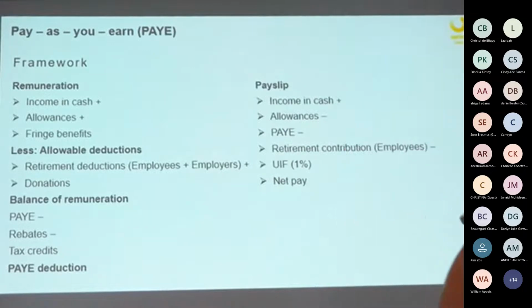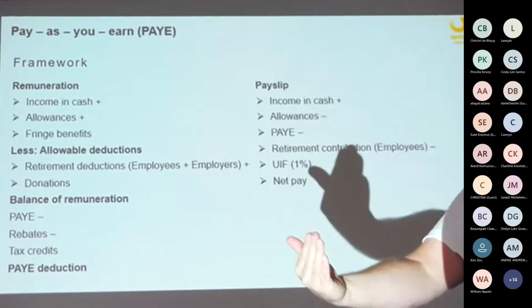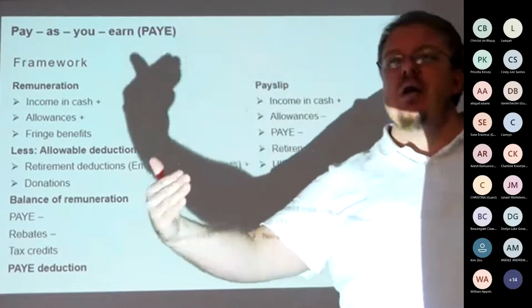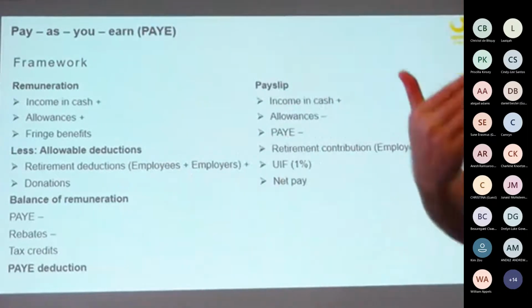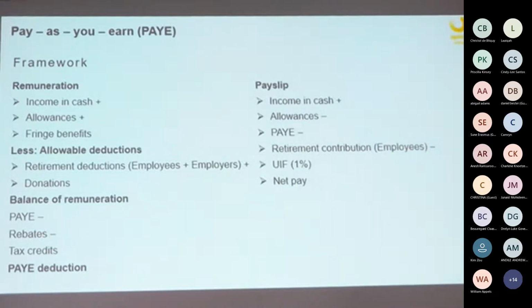Tax year for an individual is always 1 March to 28 February the following year. At the moment, we are in the 2023 tax year. Okay, which means the year that the tax year ends is the year that we're in. So this tax year will end on 28 February 2023. So we are in the 2023 tax year.